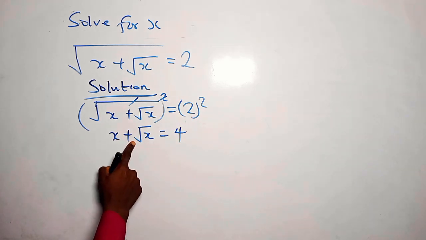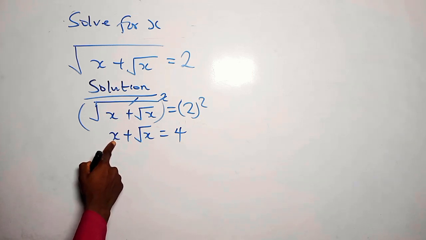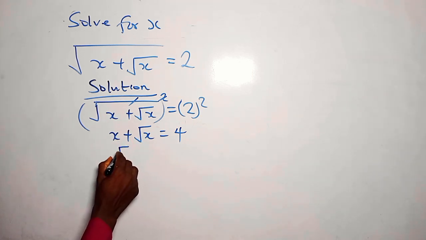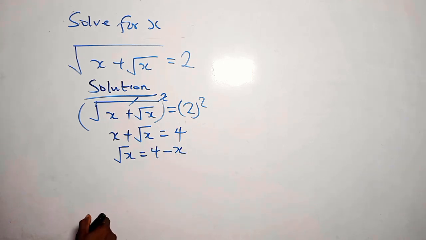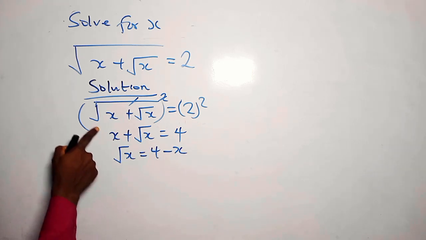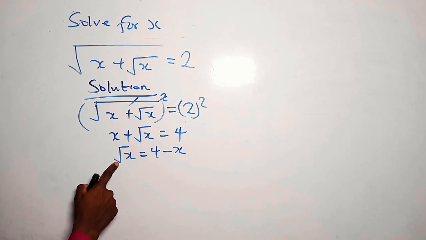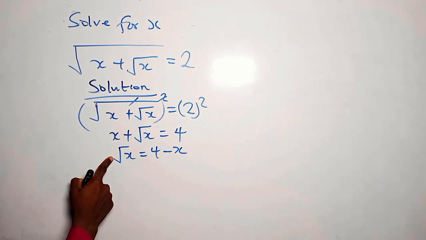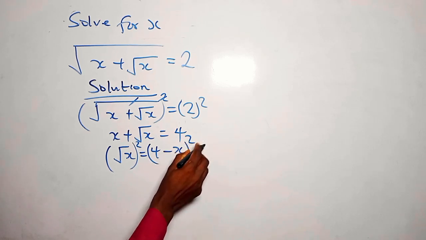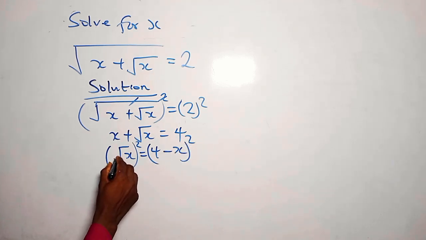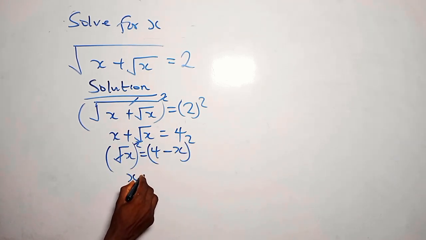So we can make root x the subject of the formula here by subtracting x from both sides. So we have root x equals 4 minus x. To take care of this, let us repeat step 1. Let's square both sides of the equation to remove the square roots. So by the time we square, this is out, and we have just x.